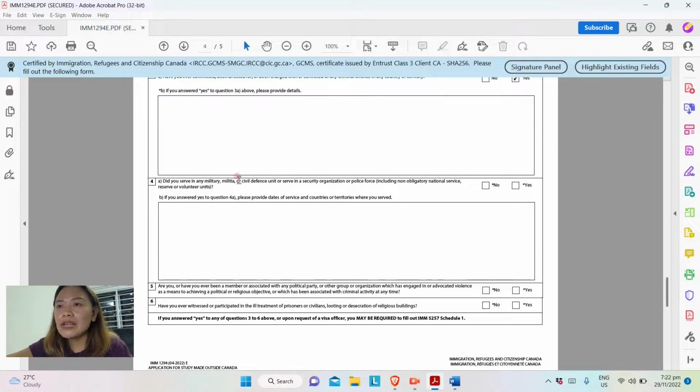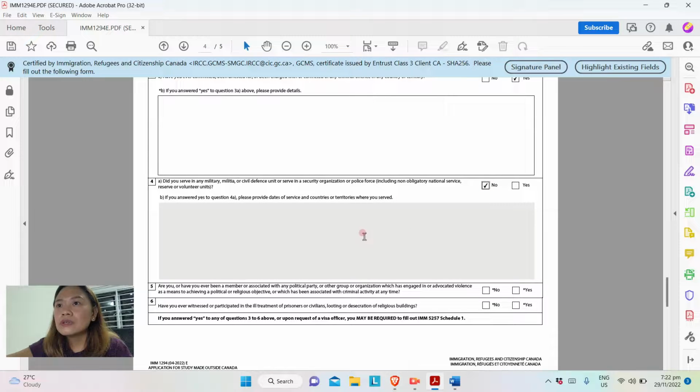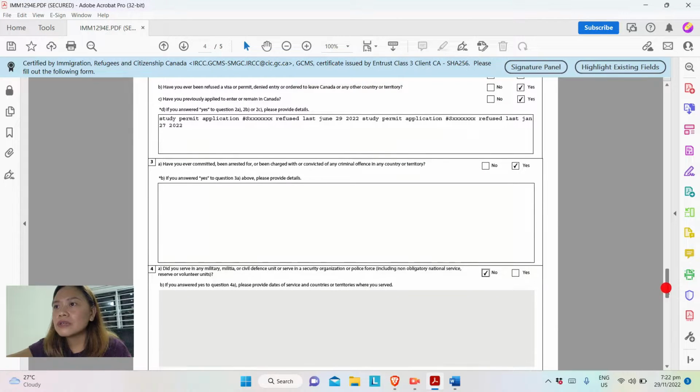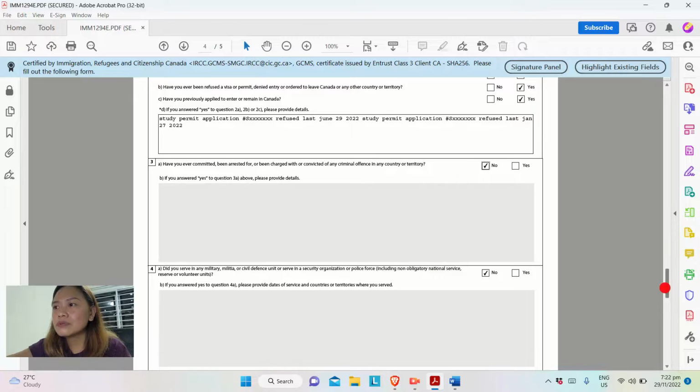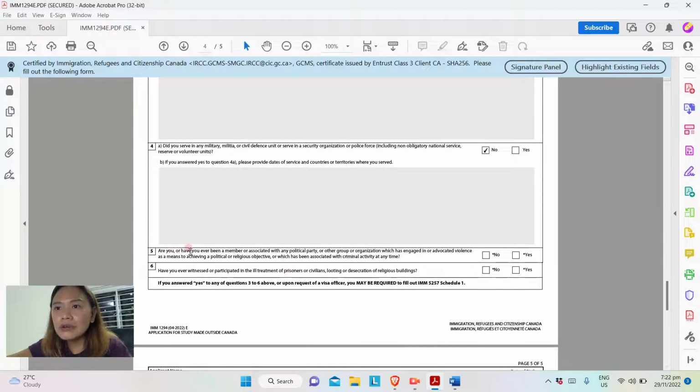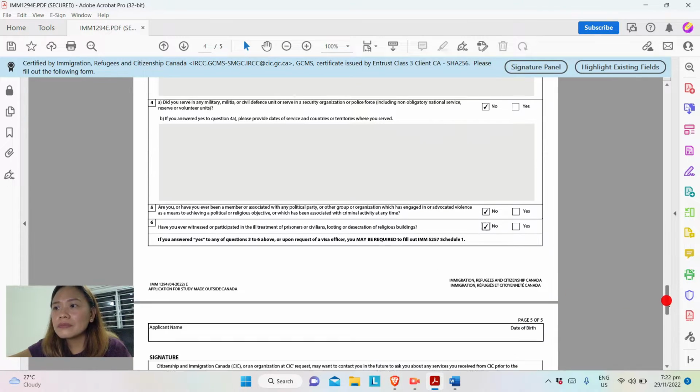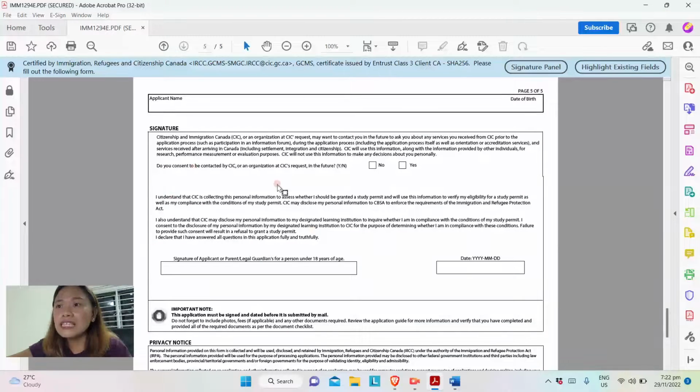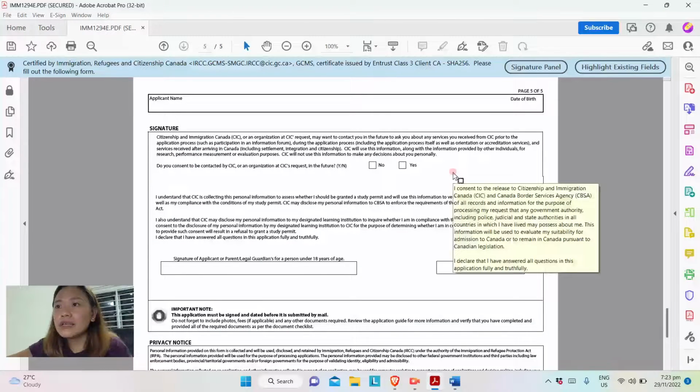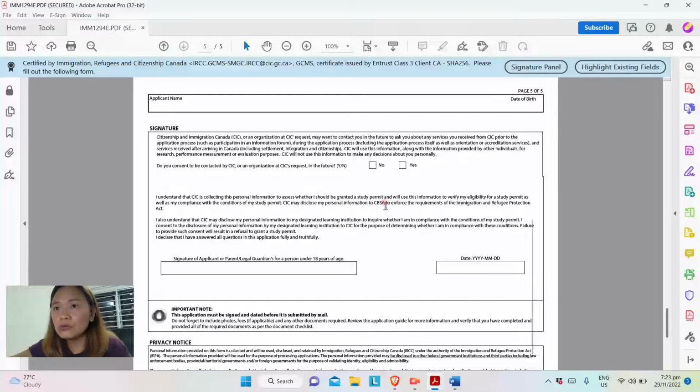Did you serve in the military, the civil defense? So no. I forgot here. So yeah, no. And then are you or have you been a member or associated with any political party? No. Have you ever witnessed or participated in the ill treatment of prisoners or civilians? No. Okay, and then on the last page would be your signature, but you don't really have to sign.